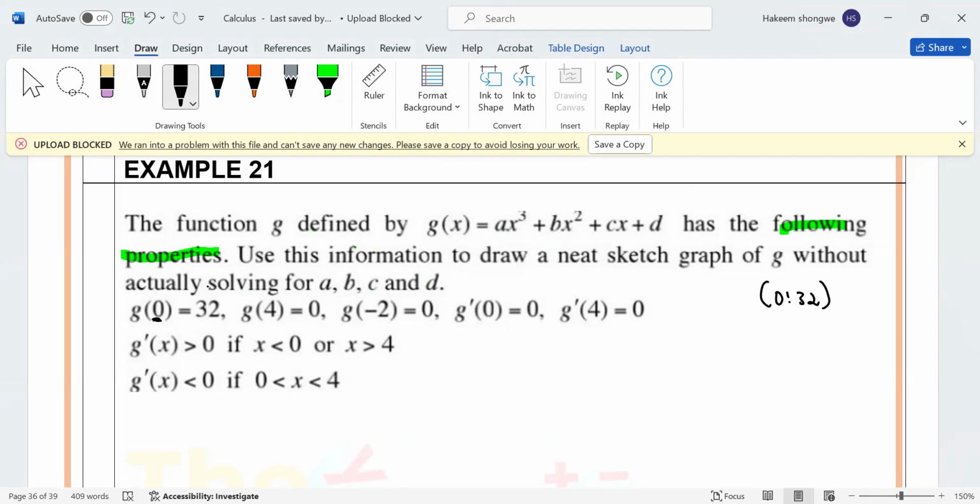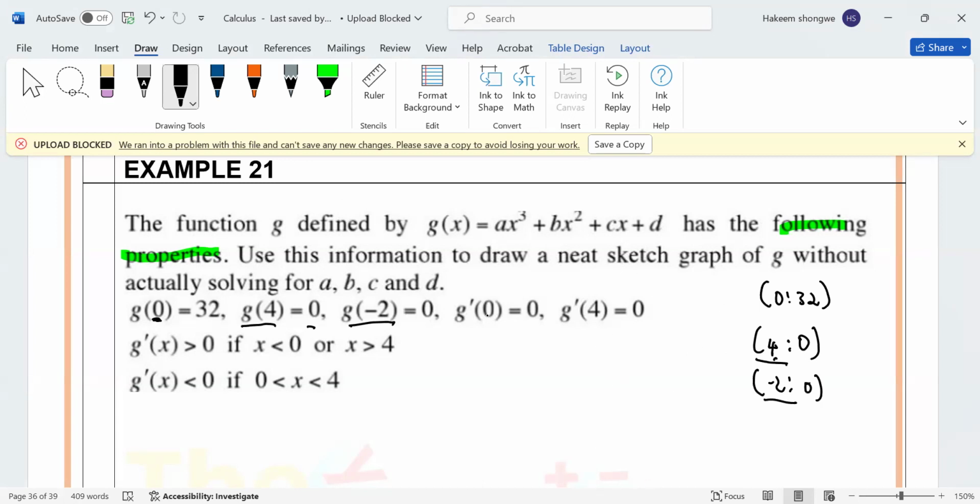Let's check. What else did they give us? They gave us g of 4. What is x? When x is 4, what is our y? It is 0. What do we call this? An x-intercept or a y-intercept? So this one is our x-intercept. Okay, let's go to this one: g of minus 2. So we have minus 2 going to 0. Another x-intercept. So we have our x-intercepts, and then we also have our y-intercept.